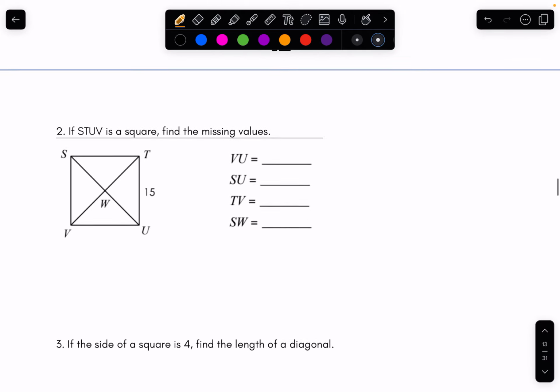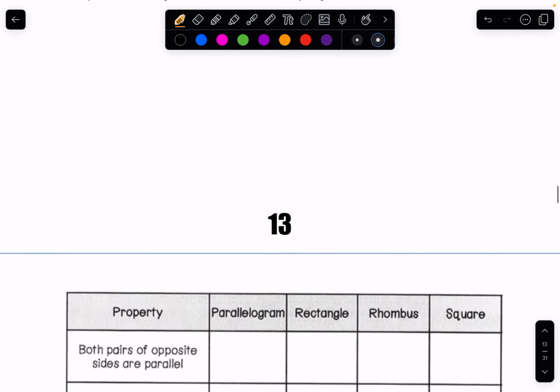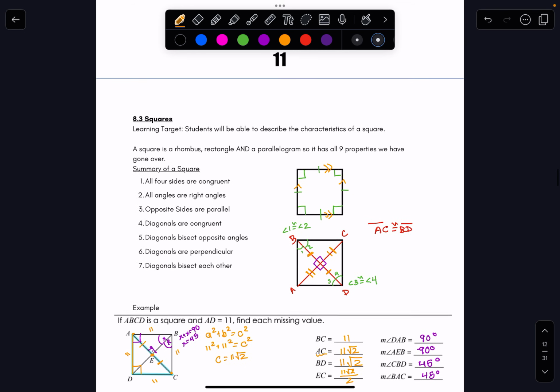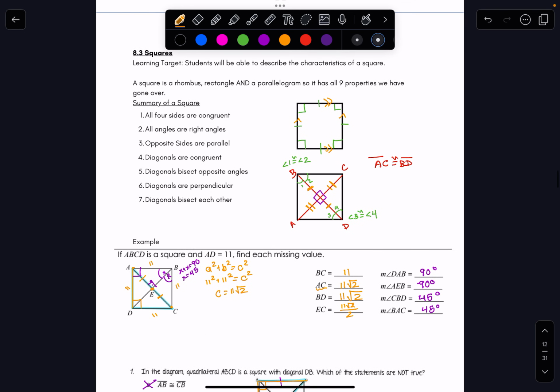So that's squares in a nutshell. There's a bunch of practice problems and then some review of the different types of parallelograms. We will be having a quiz on this, so please make sure that you know the differences between all of them.